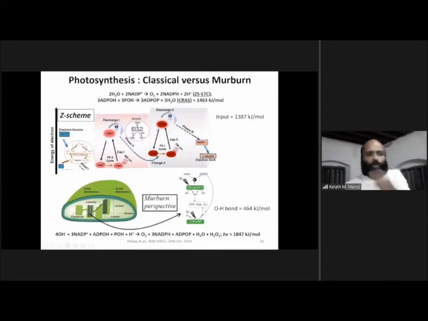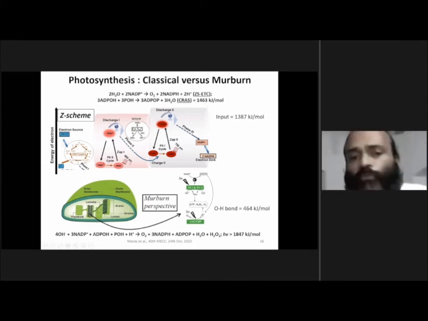So quickly, I'll touch upon the mechanism of photosynthesis here. The conventional scheme is a Z scheme for the electron transport chain. And then once again, like mitochondrion, the ATP synthesis is disconnected. If you see the energy given by 4 photons of 680 nanometer and 4 photons of 700 nanometers, the input is only 1387. This reaction requires 1463. Thermodynamically, this doesn't add up.